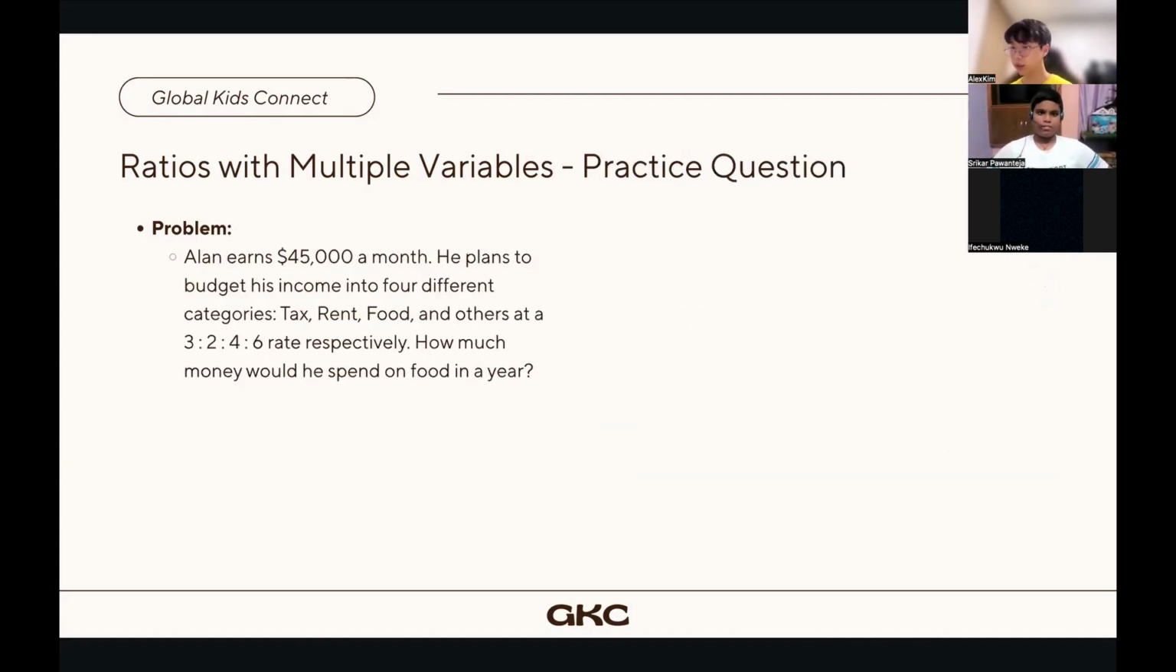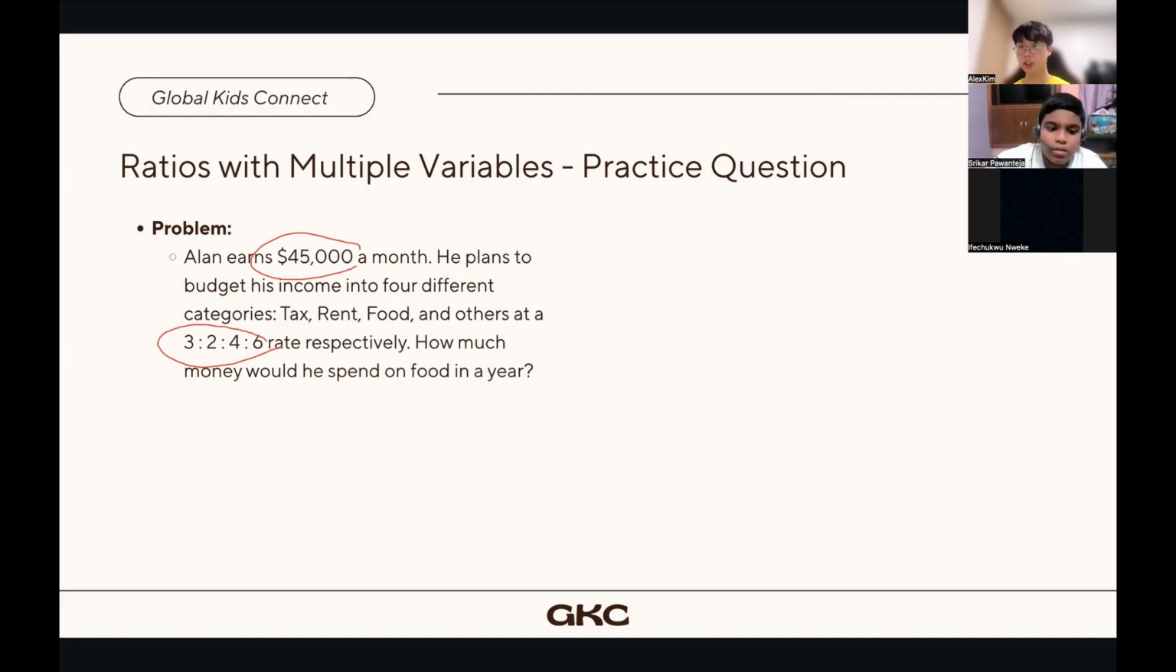Let's take a look at another question regarding this concept. The problem states Alan earns $45,000 a month. He plans to budget his income into four different categories: tax, rent, food, and others at a 3, 2, 4, 6 rate respectively. How much money would he spend on food in a year? We have four variables now instead of three, and we are also given a total of 45,000. Slightly different, but the idea is the same, so we solve it in the same manner as our previous question.